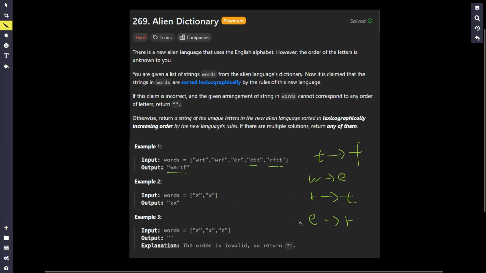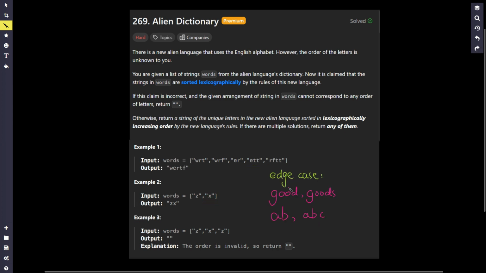If you understand what I just illustrated, now for this example, we have a graph like this. Z points to X, but X points to Z. So we have a cycle. There's no way this order makes sense, so we return a null value.